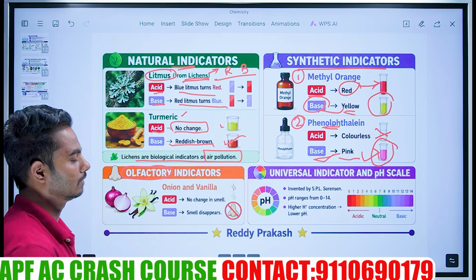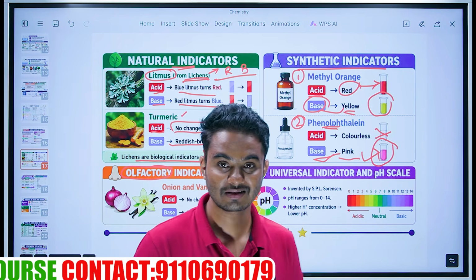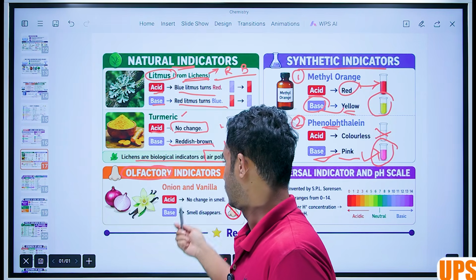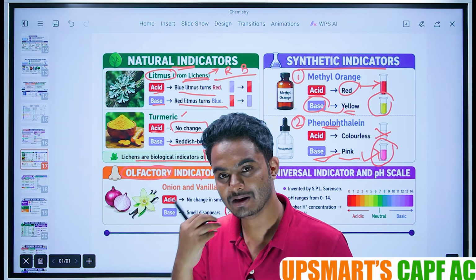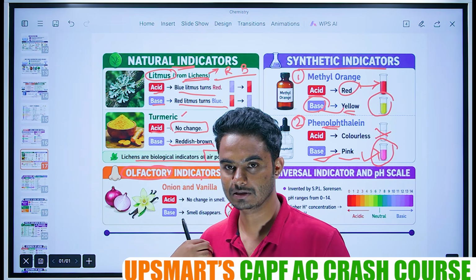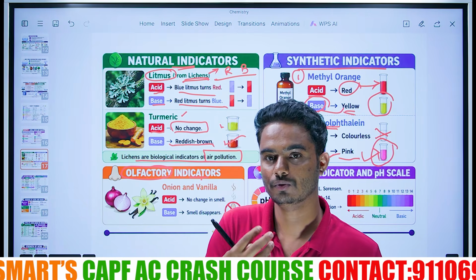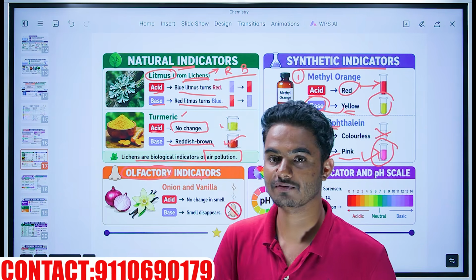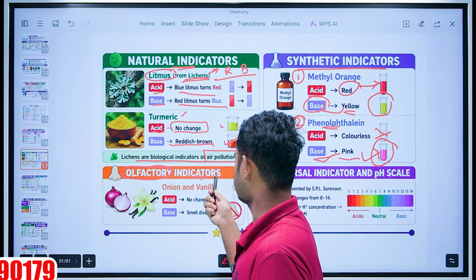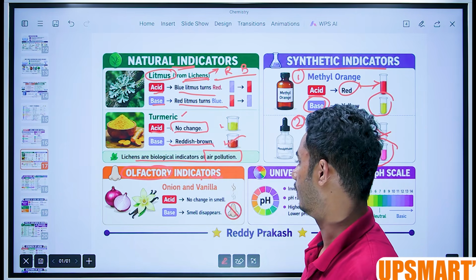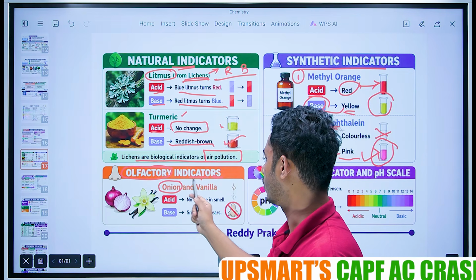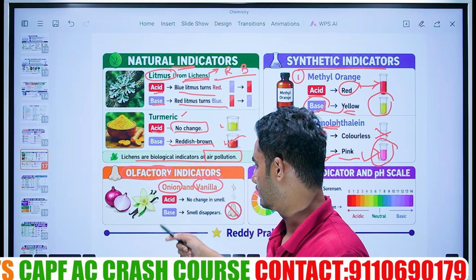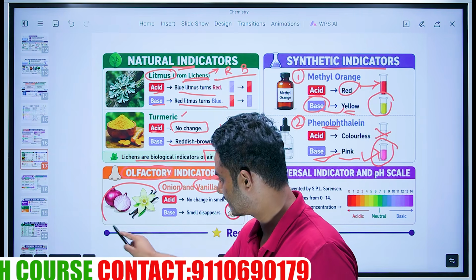Olfactory means, I told you, the nose, the smell. What you smell is olfactory. Then how can we smell something and tell whether it is an acid or base? It is a foolish decision to smell an acid or base. It can affect your respiratory system and your bodily functions. So the indicators we use for olfactory are vanilla and onion. How these react is, the onion and vanilla react very similarly.